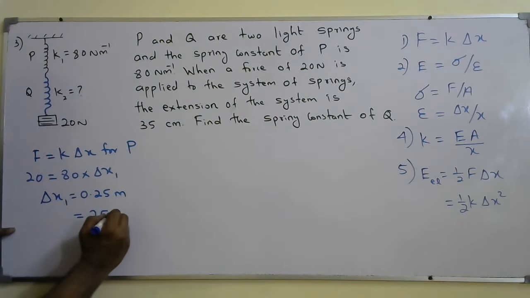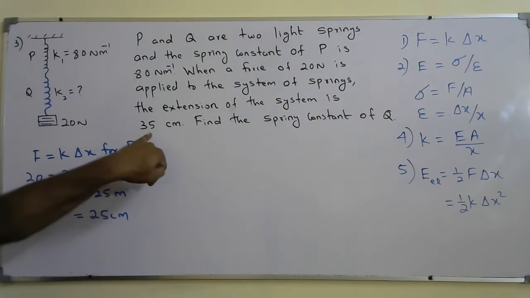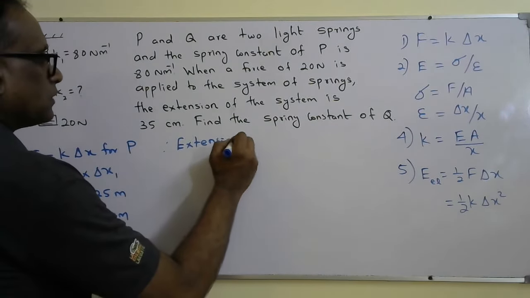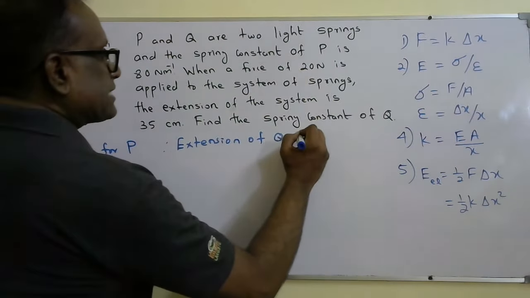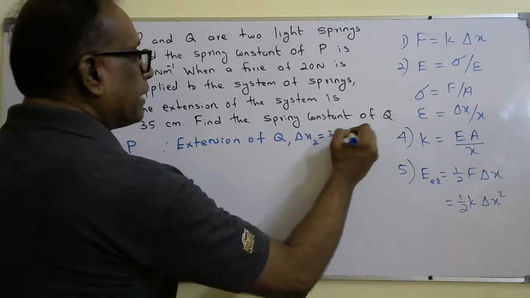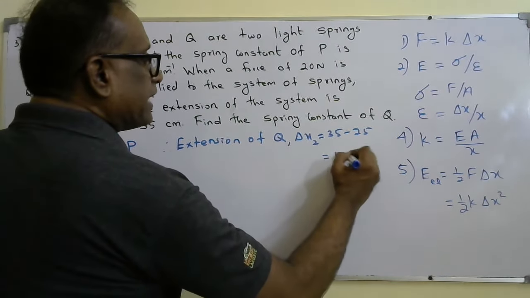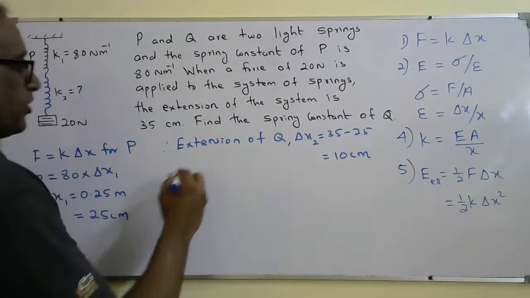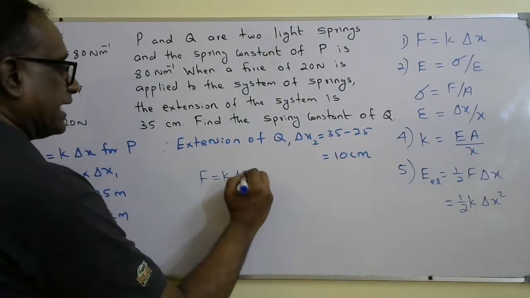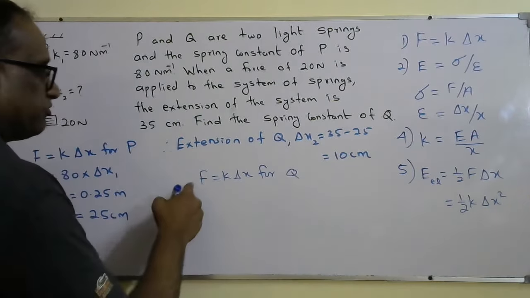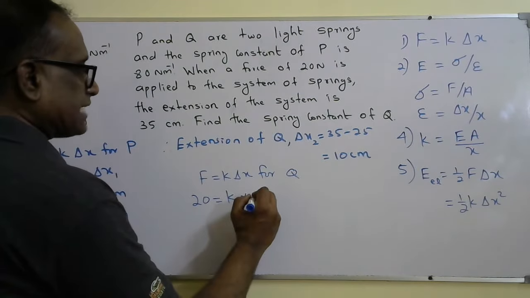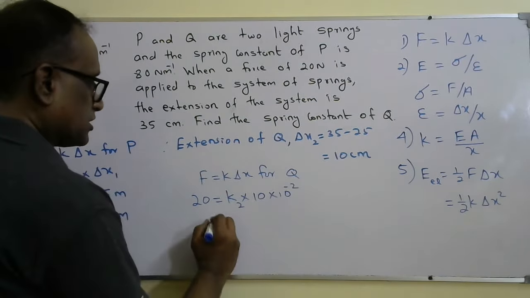So therefore the extension of spring Q, that is delta X2, will be 35 minus 25, that is 10 centimeter. The tension acting on the spring Q is also 20. Now use F equals K delta X for spring Q. The force is 20 Newton, and K I need to find, that is K2, into extension 10 centimeter, 10 into 10 to the power minus 2. So K2 will be 200 Newton per meter.